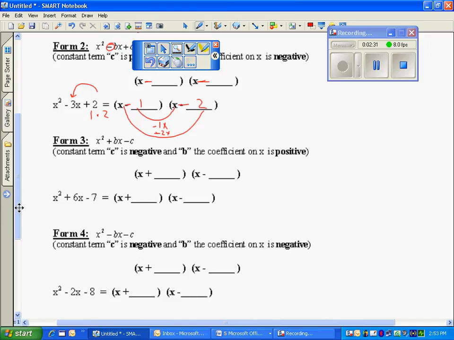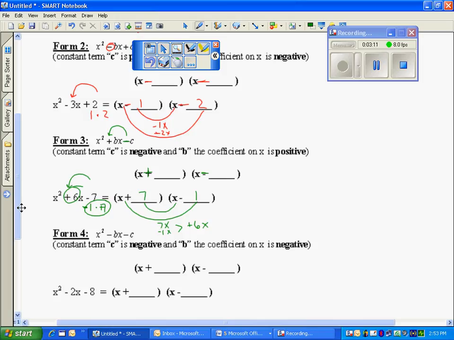Form 3 is different. It has a negative in the C position and a positive here. So the only way I can get a negative is to multiply a positive times a negative on my last terms. Notice the 7, only factors are 1 and 7. The result of these two together needs to make me a positive 6. So I think that the positive needs to be on the 7 and the negative on the 1, such that when I do my outside and inside, I get 7x and a negative 1x, which in fact combines to be negative 6. Oh, how about positive 6?